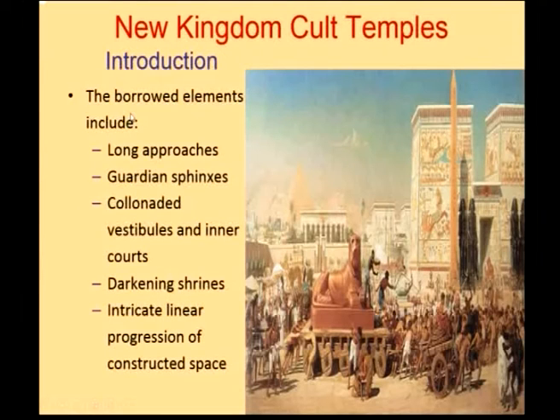Borrowed elements include long approaches and Gordian sphinx, which is borrowed from the pyramid complexes, and the colonnade-studded vestibules and inner courts and darkened shrines from the mortuary temples, and the intricate linear progression of construction space from the rock temples. These temples had various influences of previous architecture of Egypt, which include the sphinx, the pylons, projecting pylons in the front, and the hypostyle halls.